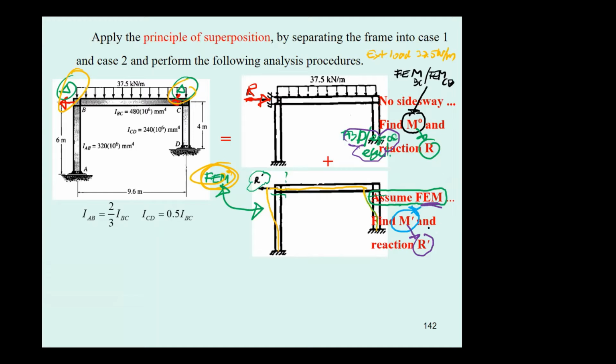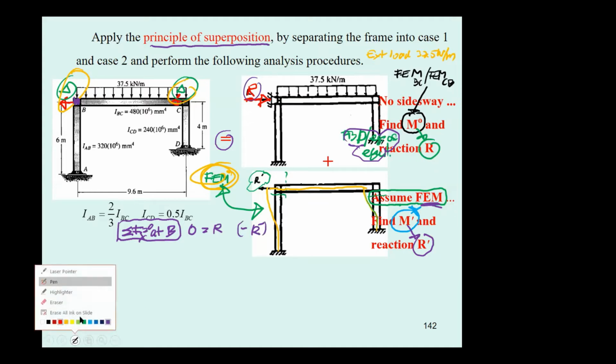It's not real. You're going to go back to the principle of superposition. Do the summation of Fx equal to 0 at B. And then you may have what? This one has no force, so 0 equals R, and then this one is going to be minus R prime. And then you have to put in the correction factor to take care of this. So you can determine the correction factor C to be R divided by R prime.